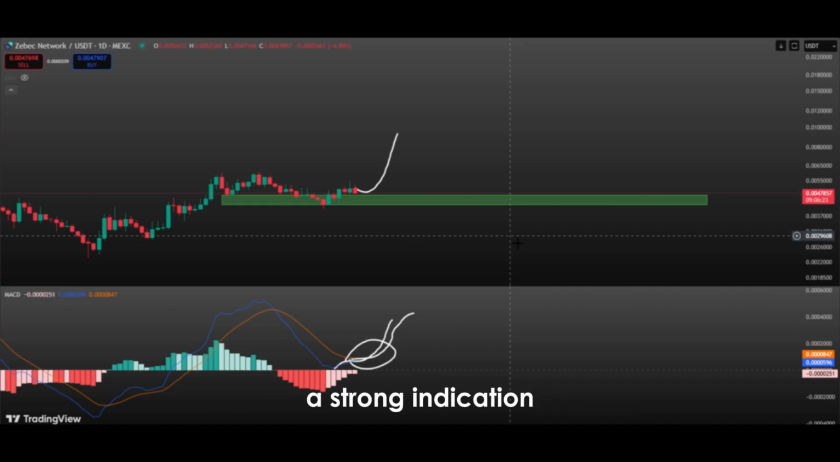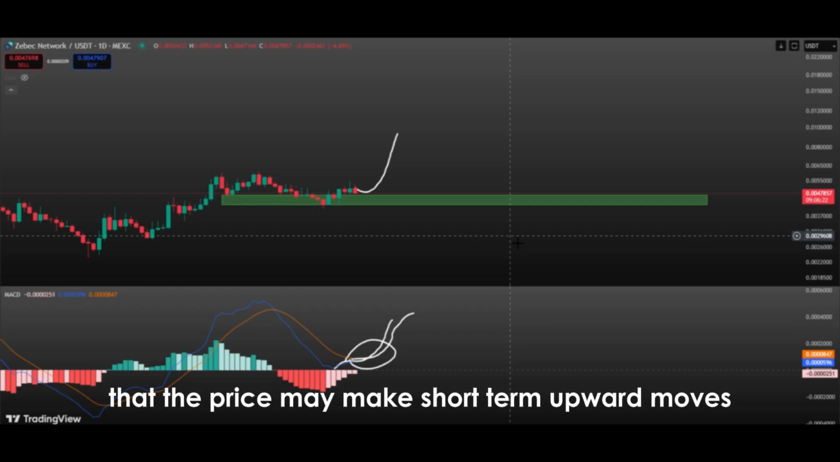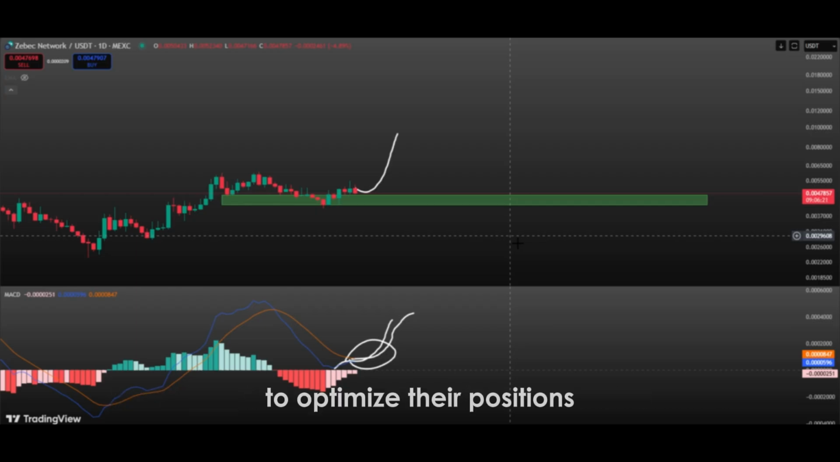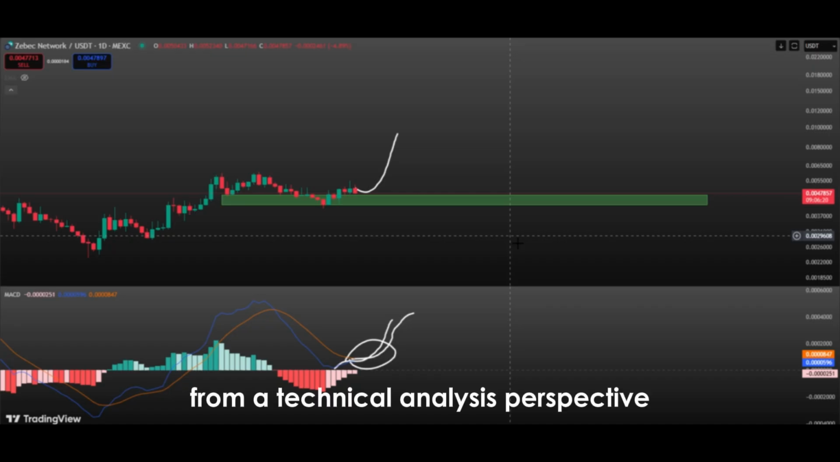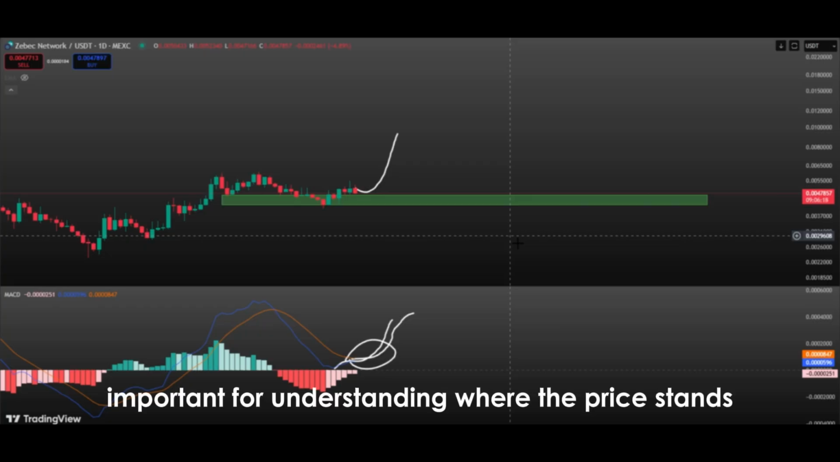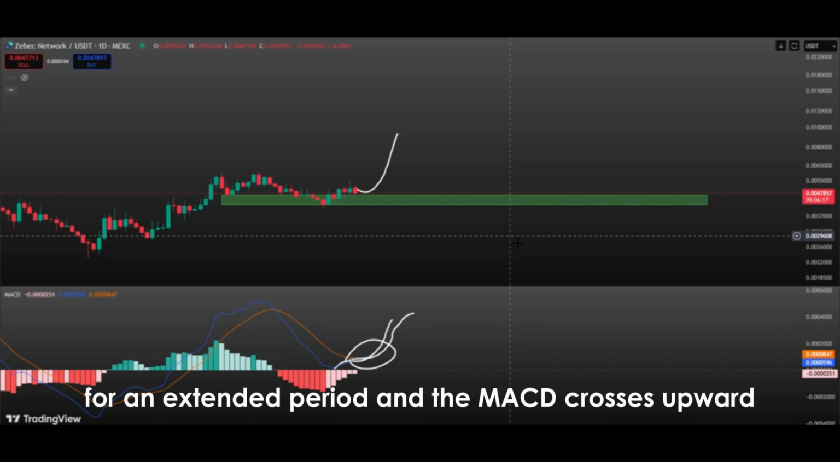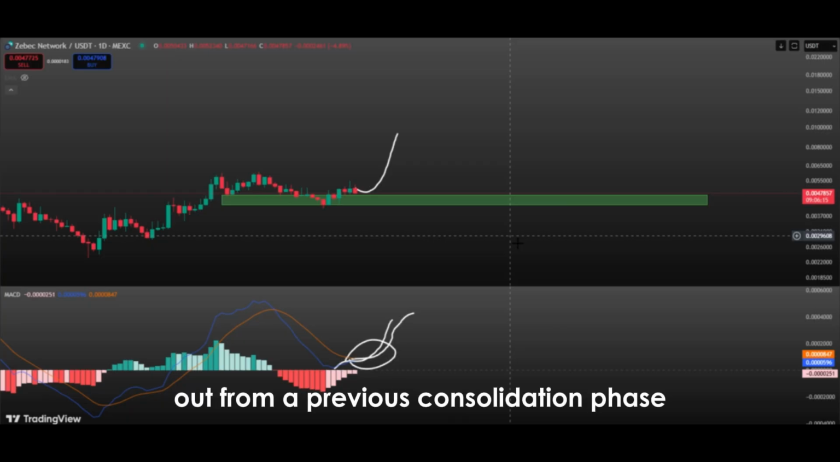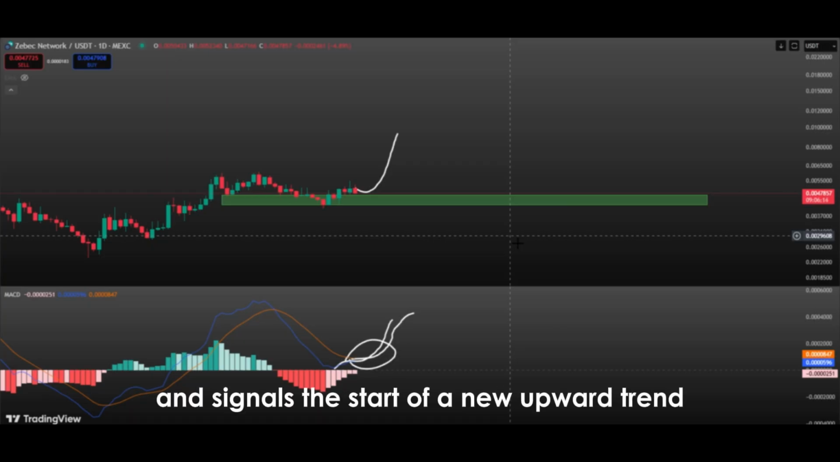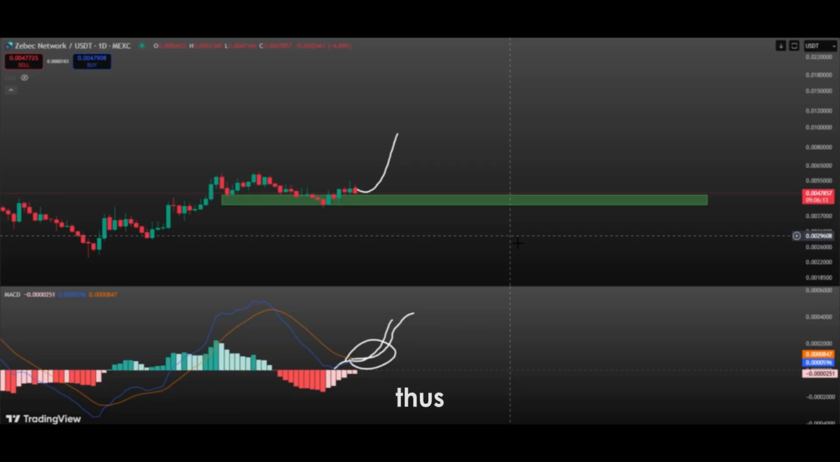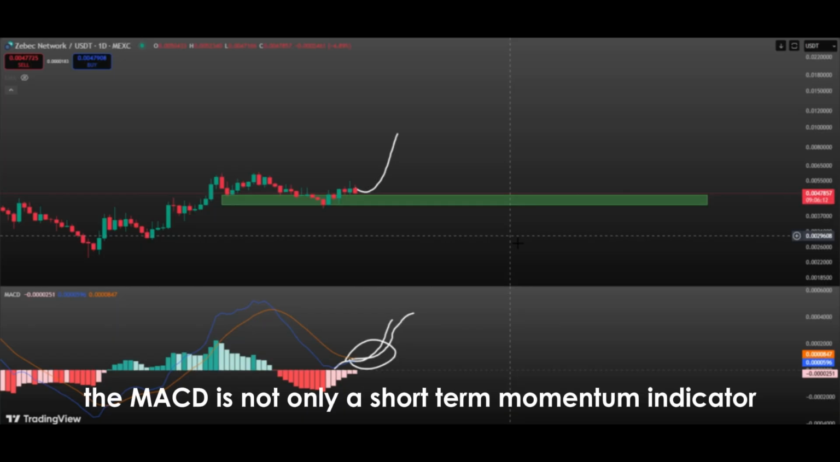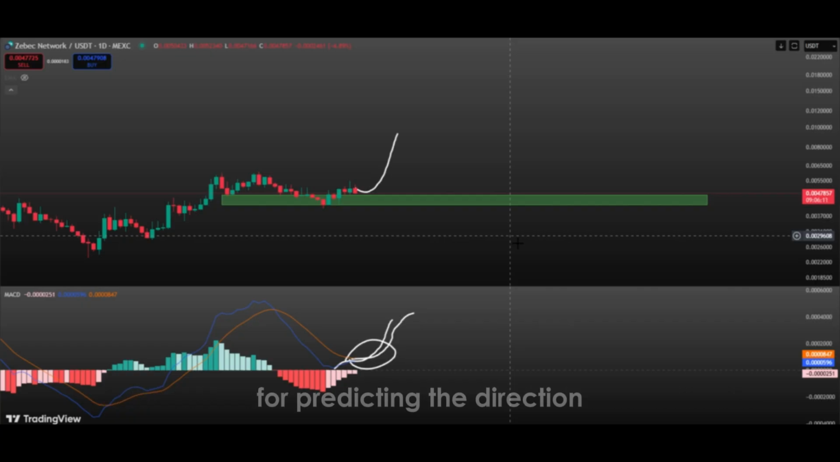This is a strong indication that the price may make short-term upward moves, and investors can use this information to optimize their positions. From a technical analysis perspective, the bullish crossover of the MACD is also important for understanding where the price stands within a larger trend. If the price has been moving sideways for an extended period and the MACD crosses upward, this indicates that the price is breaking out from a previous consolidation phase and signals the start of a new upward trend. Thus, the MACD is not only a short-term momentum indicator, but also an effective tool for predicting the direction of medium and long-term trends.